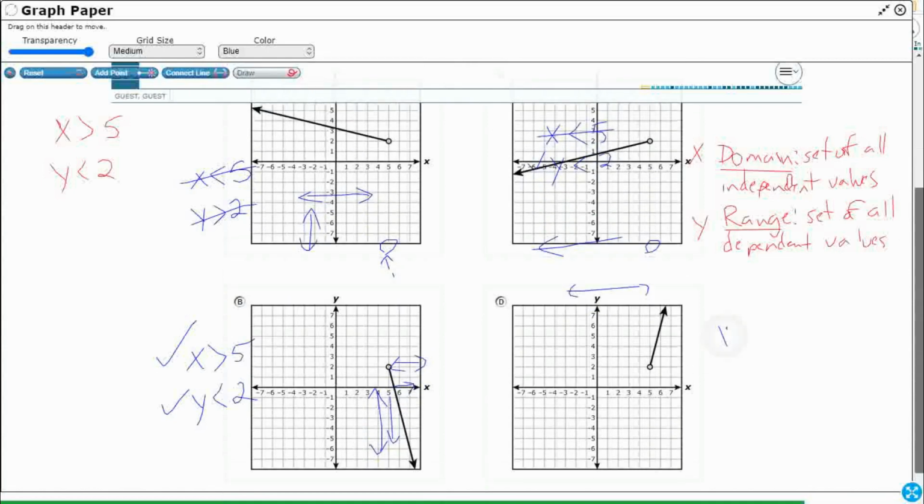For D, my domain, x, is going to be greater than 5, so that's good because we're moving to the right. But then y is greater than 2, which is not what we want. So my answer is B.